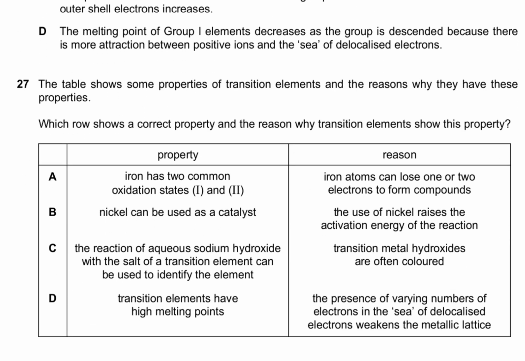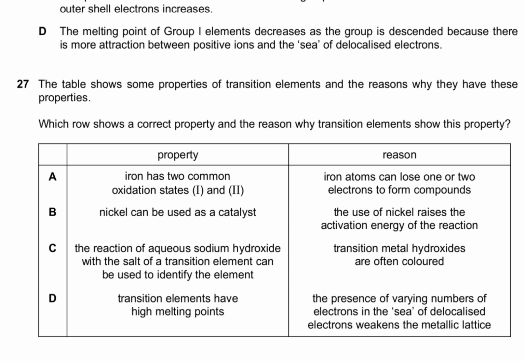27. The table shows some properties of transition elements and the reason why they have these properties. Iron has two common oxidation states because iron atoms can lose one or two electrons to form compounds. Nickel can be used as a catalyst because nickel raises the activation energy. No.